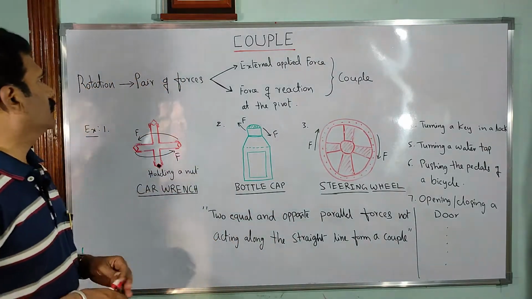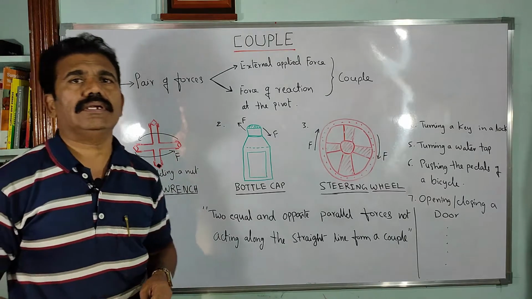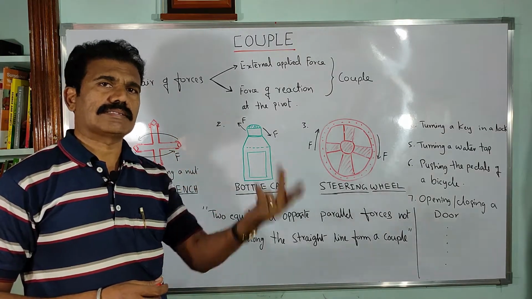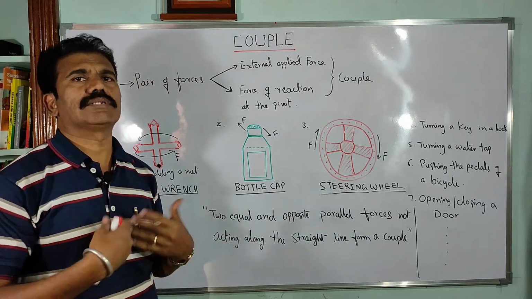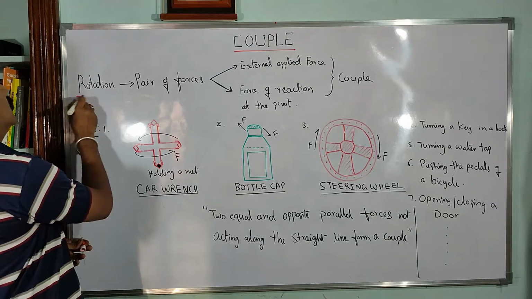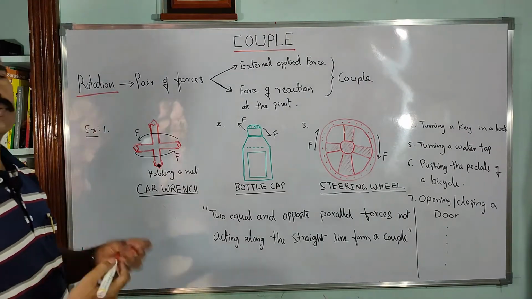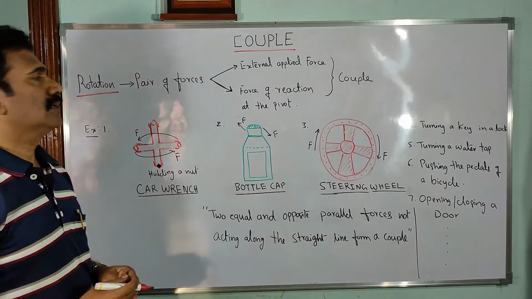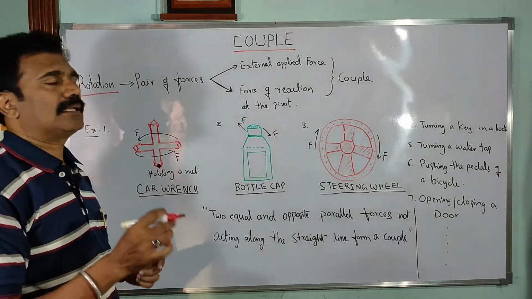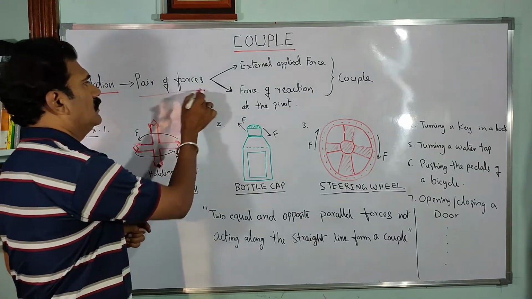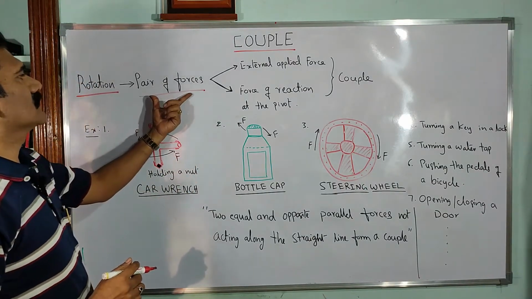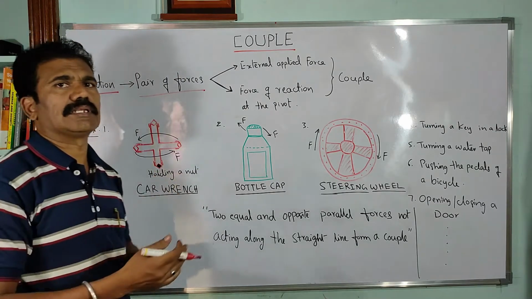Now you know that when a force is applied, we get two types of motion. Either it may be giving a translational motion to the body or a rotational motion to the body, right? The rotation effect due to the application of force is obtained not by a single force, but always by a pair of forces. Due to the pair of forces only is it possible to get the rotation in a body.